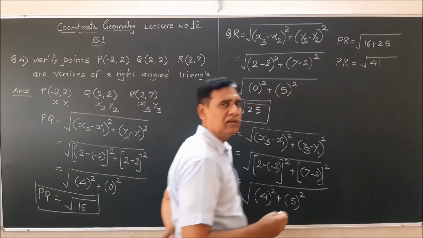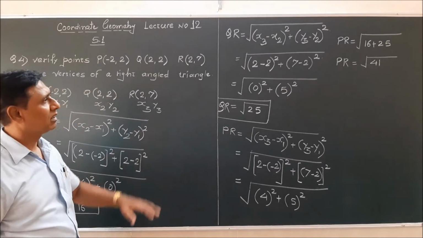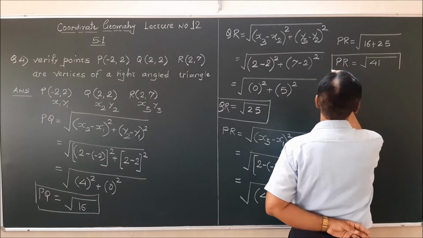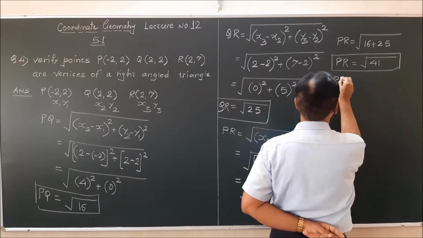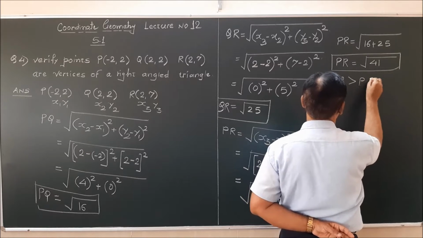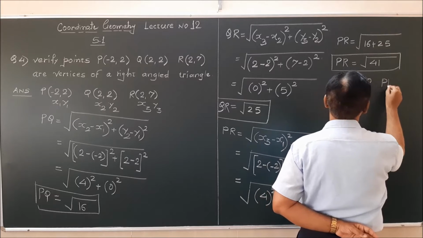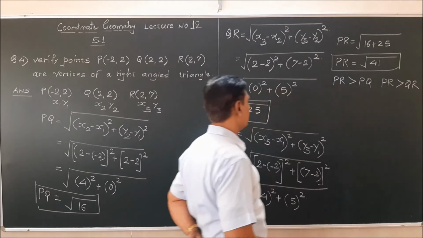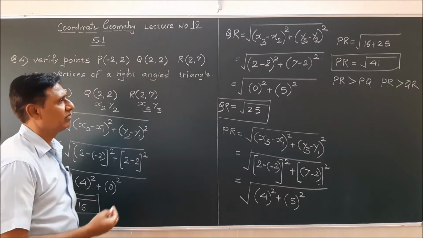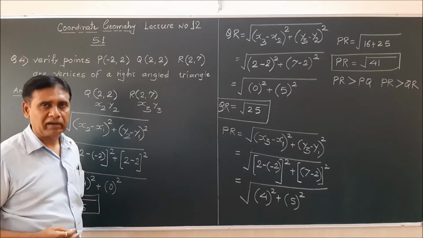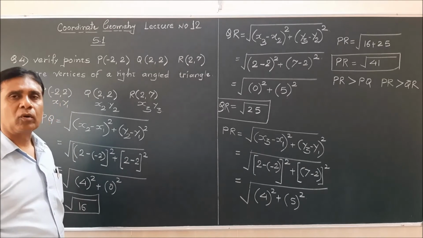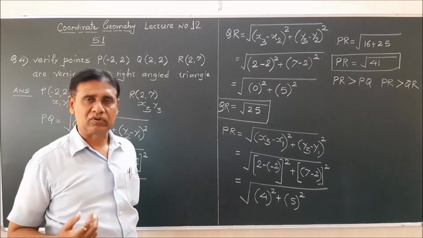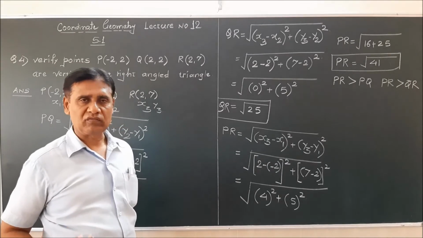Now you will notice one thing, dear students, that the value of PR I obtained is root 41, and of course PR is greater than PQ, as well as PR is also greater than QR, because the value of QR is root 25 while that of PR is root 41. So since we all know the property of a right angle triangle, the hypotenuse is the largest side and the square of the hypotenuse is equal to the sum of the squares of the other two sides.